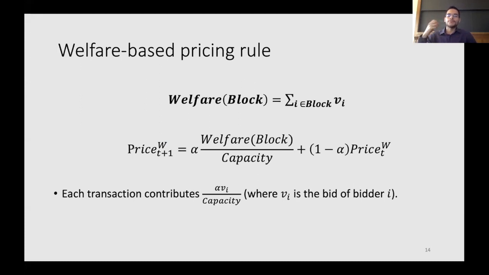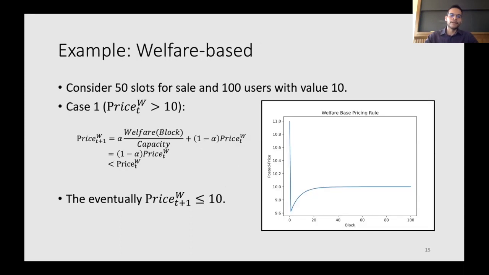So at a high level, each bid included in a block is going to contribute a fraction alpha V_i divided by the capacity of the block. So each bid is contributing to the next price, but the contribution is actually going to depend on the bid that was reported and included in a block. So if you consider the same example as before, we can prove that the price would actually converge to an equilibrium.